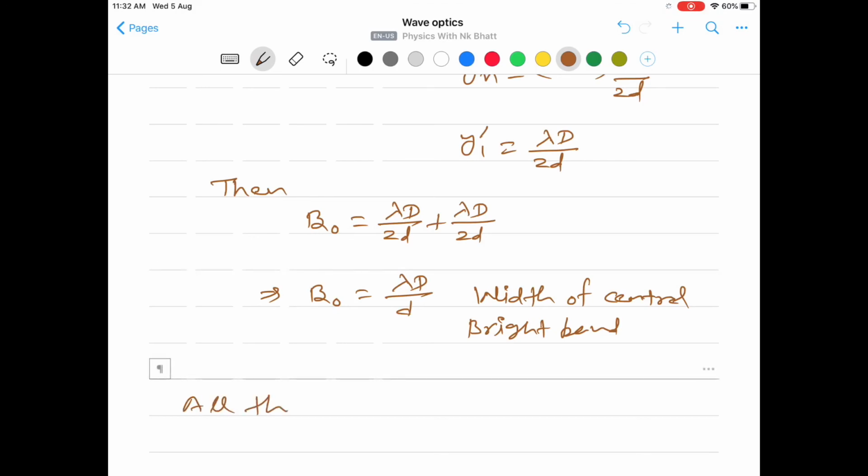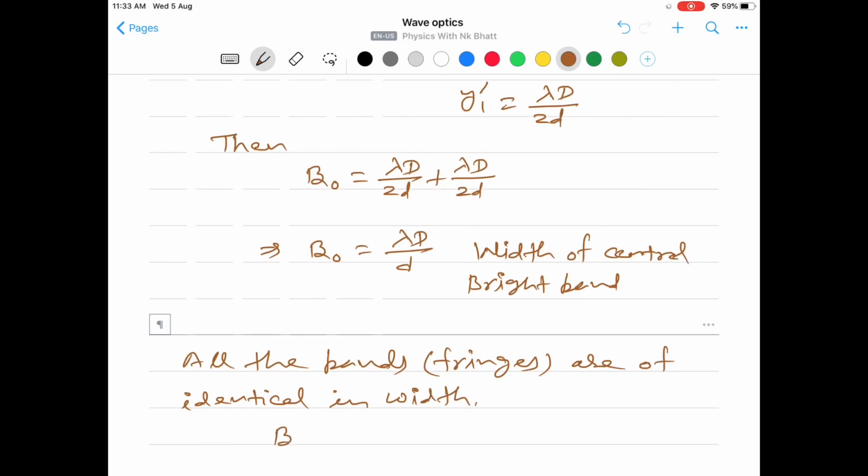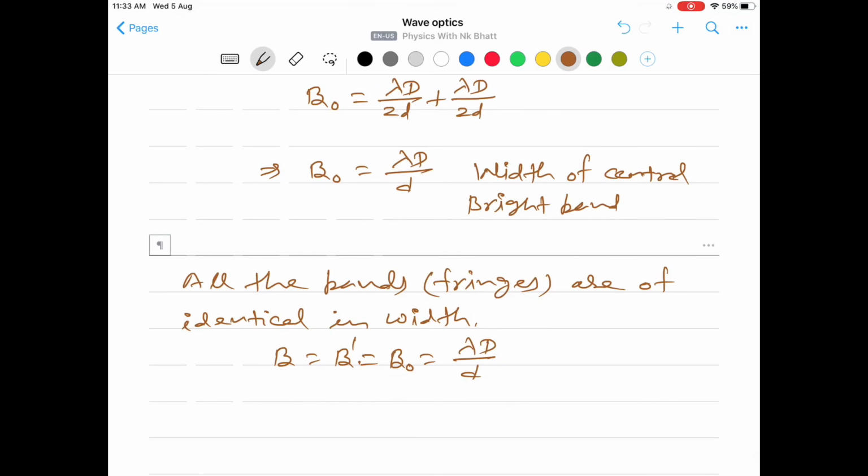So we can see that all the fringes, all the bands are sometimes written as fringes also, all the fringes are identical in width, and that is beta is equal to beta dash is equal to beta naught is equal to lambda D upon d.